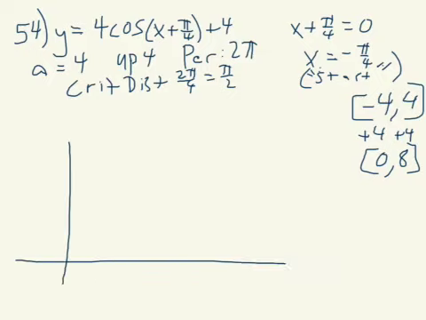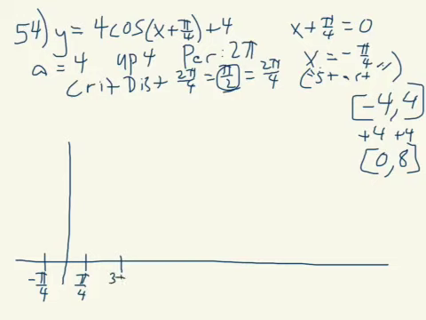So let's make our scale. Unfortunately, we're shifting pi over 4 to the left. Let's make that negative pi over 4. And our critical distance is pi over 2. We can just keep stepping these off here. If you add a half a pi to a negative quarter pi, you get a positive quarter pi, and we're going to jump by pi over 2, which is the same thing as 2 pi over 4 if you want a common denominator. So the next jump would be here at 3 pi over 4.